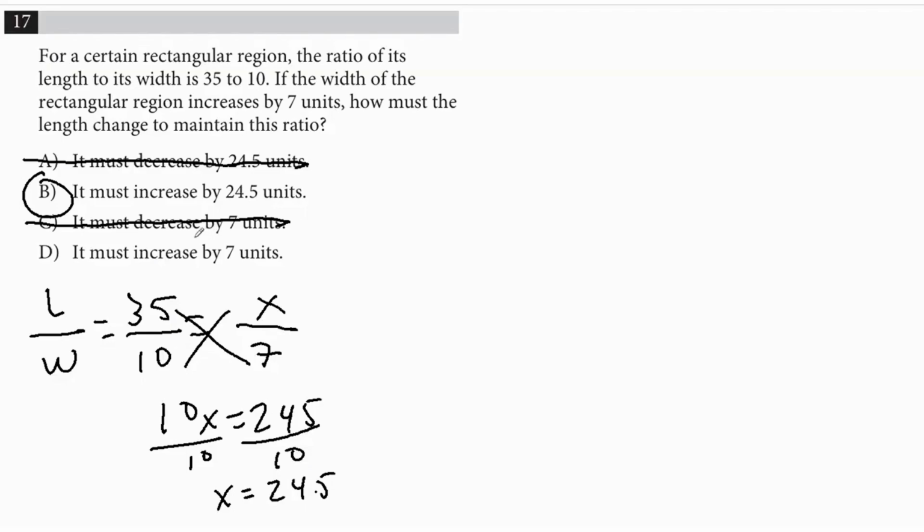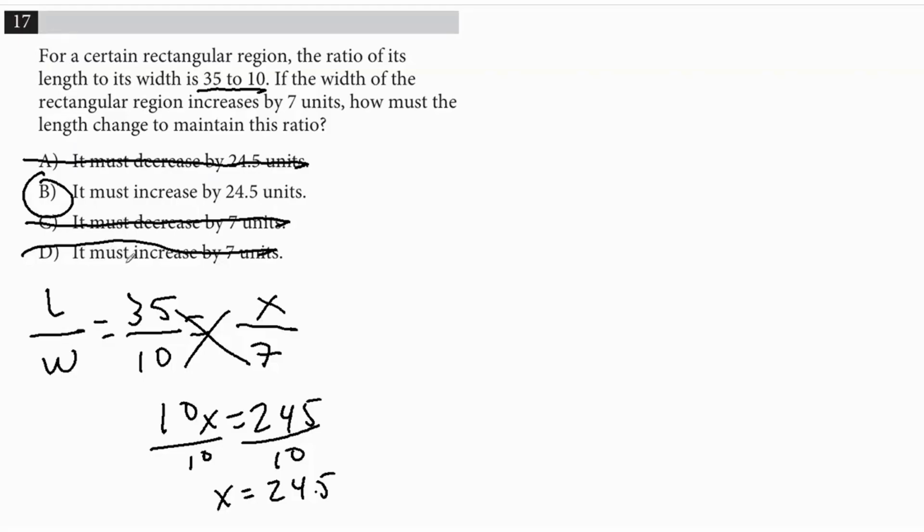And it also kind of makes sense. If the length is longer than the width to begin with, even if the width increases by 7, the length is going to increase more anyway. So it can't be D. So I kind of showed you how to solve it in 2 ways. One was just kind of eliminate the choices that don't make any sense anyway. And that narrows it down.